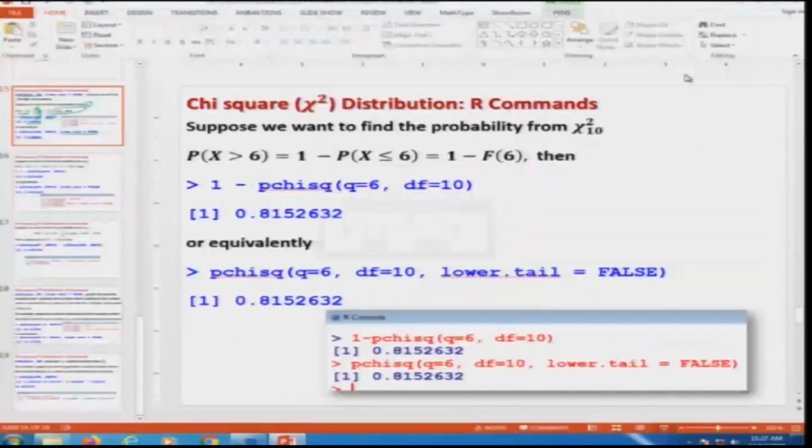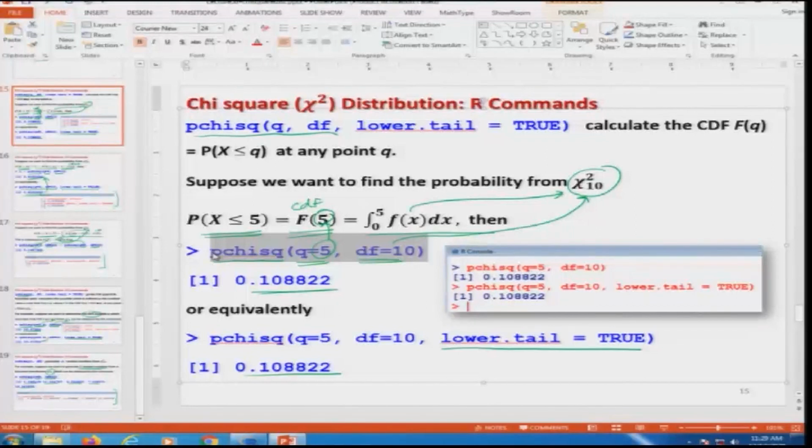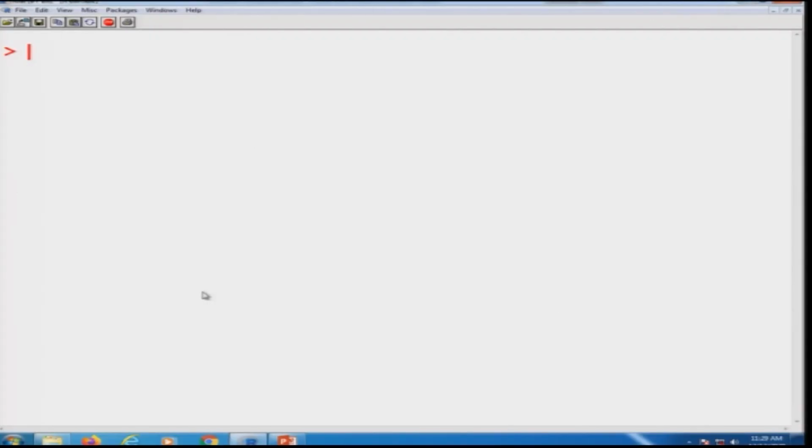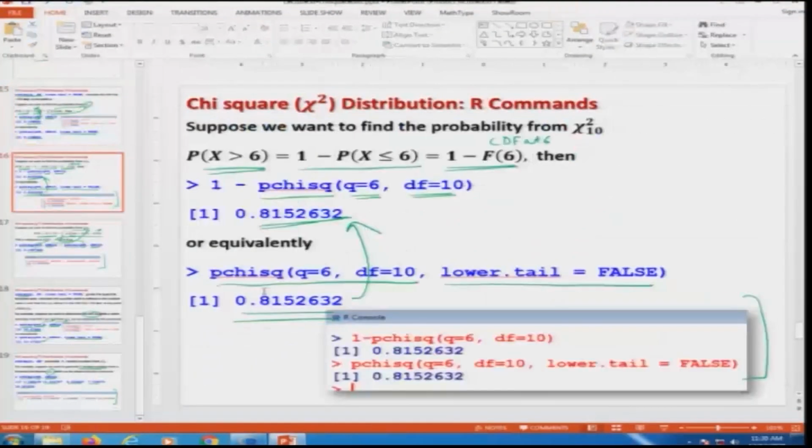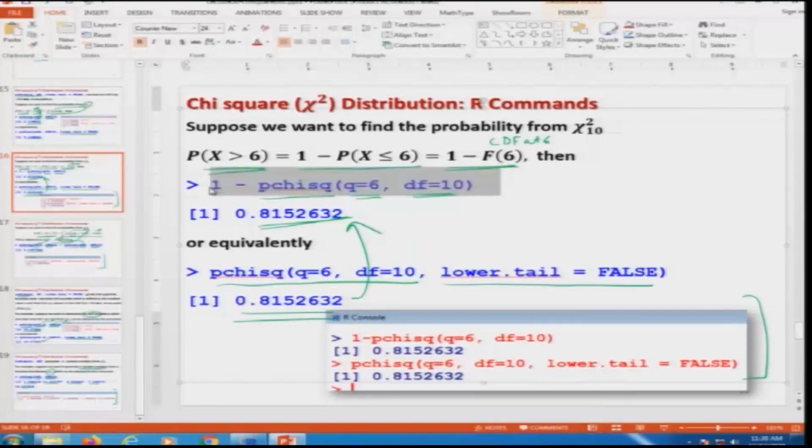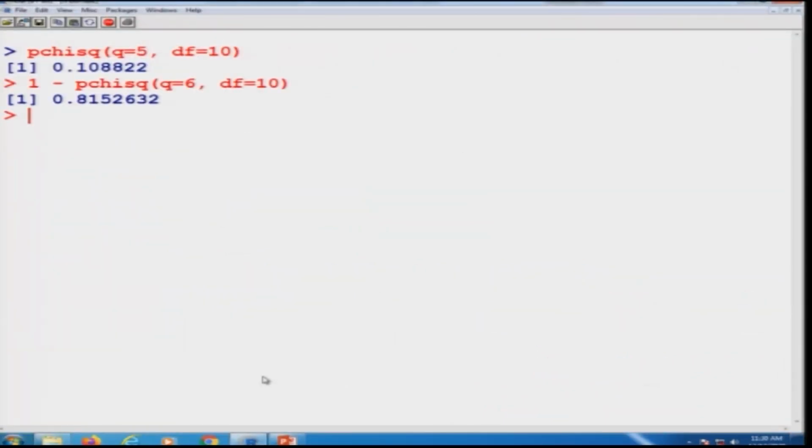So, let me compute the probabilities which I have shown you here. Well, it is very simple. You simply have to put them in the R console, and chi-square is built into the base software. So, you can see that this probability is coming out to be 0.108822. This is the same probability as here, and similarly if you want to compute the probability greater than 6, you can see that this comes out like this without any problem.